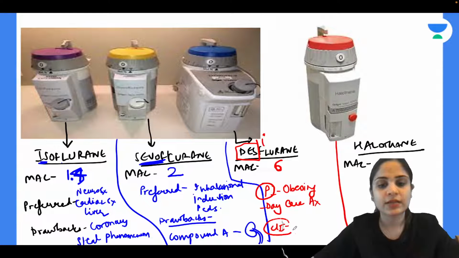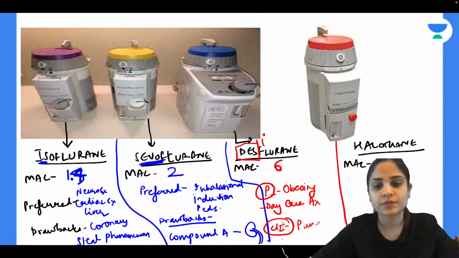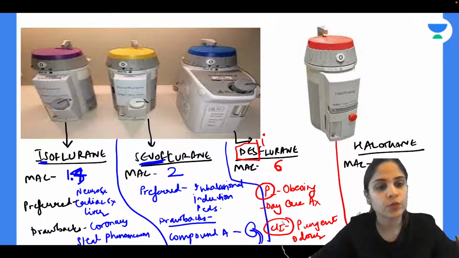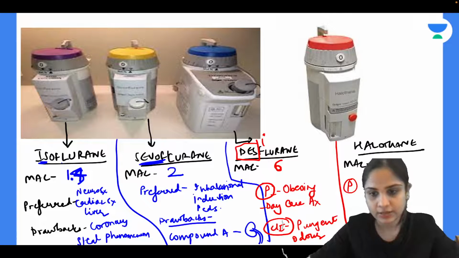Now where is desflurane contraindicated? Desflurane has a very pungent odor, very dirty smelling odor, and it can actually cause bronchospasm. So you want to avoid it in asthmatic patients, you want to avoid it in children in whom you want to do inhalational induction. Okay, last agent that we have is halothane. What is the MAC of halothane? Where is halothane preferred? Where is halothane contraindicated?